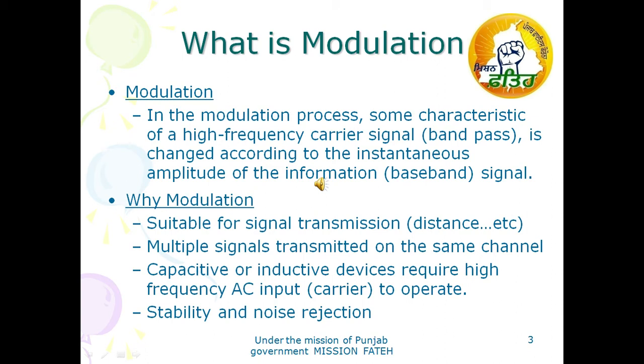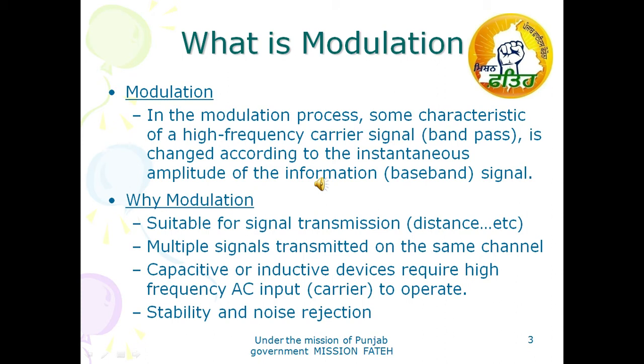Now, why is modulation required? Modulation is required depending upon 4 or 5 points. First, by using modulation, the low frequency signal or modulating signal is transferred over a long distance, and multiple information signals are transmitted on the same channel. Third, capacitive and inductive devices require a high frequency AC input for operation. Fourth, stability and noise rejection.